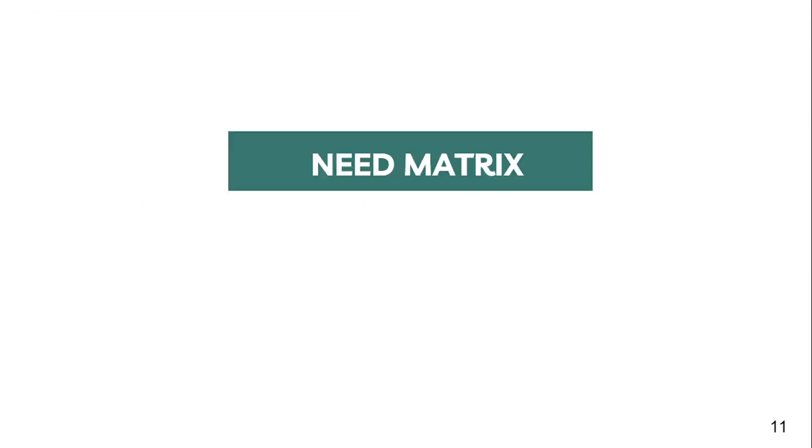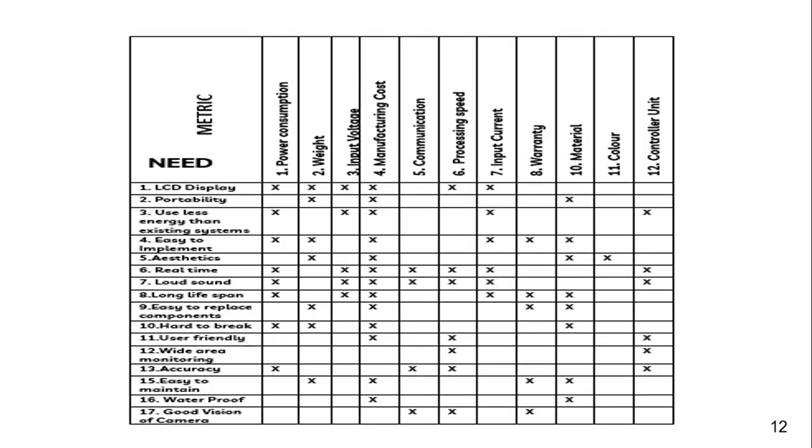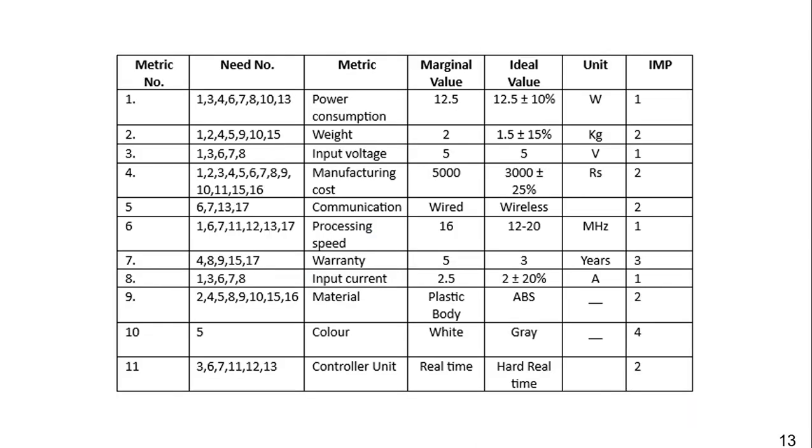Now, with respect to the customer needs, we have created our need metrics. We have correctly identified the need metrics here, what all things should be included. With respect to the need metrics, we have made our target specification. We have correctly identified the needs and metrics for our target specification, and the identification of the values that can be used.